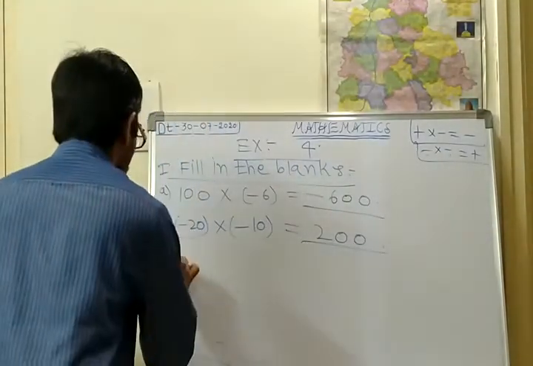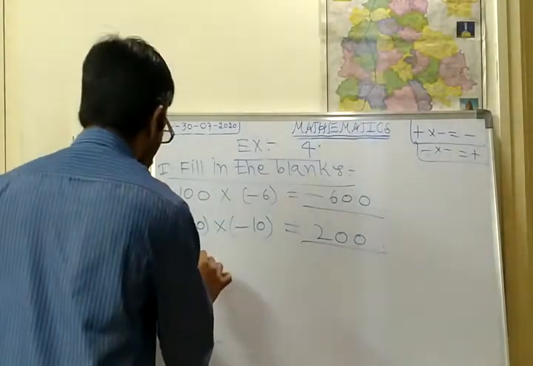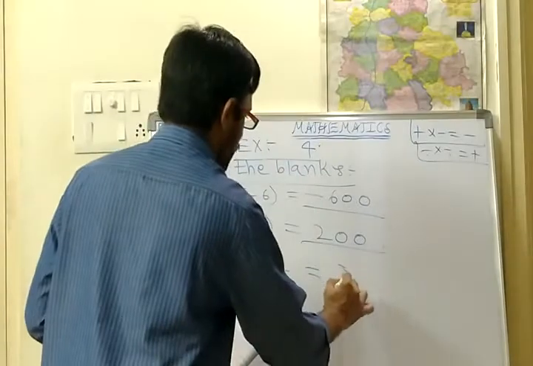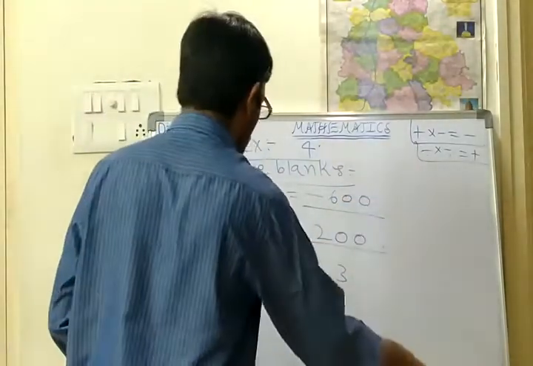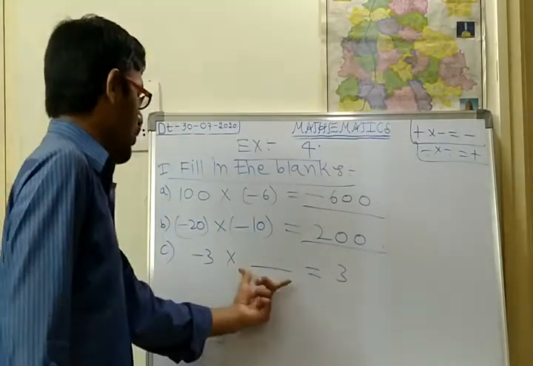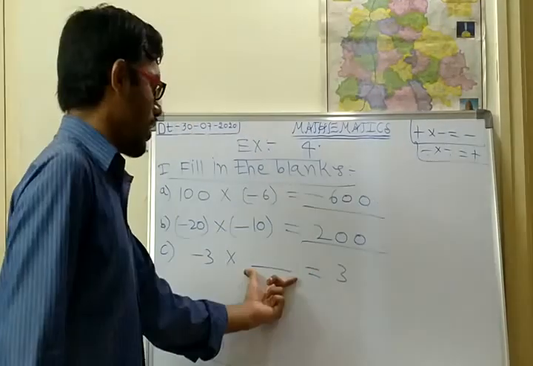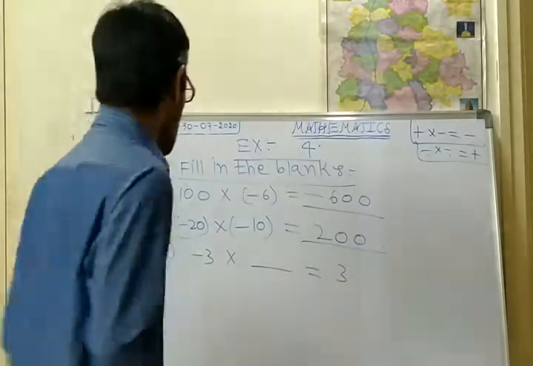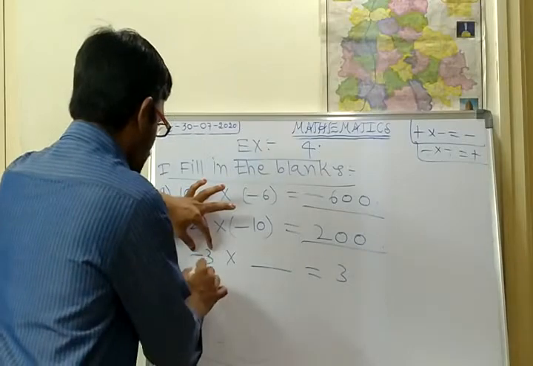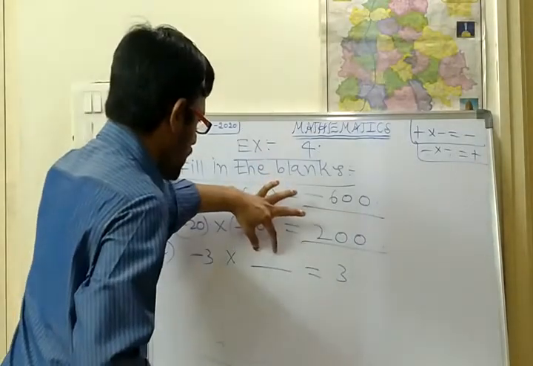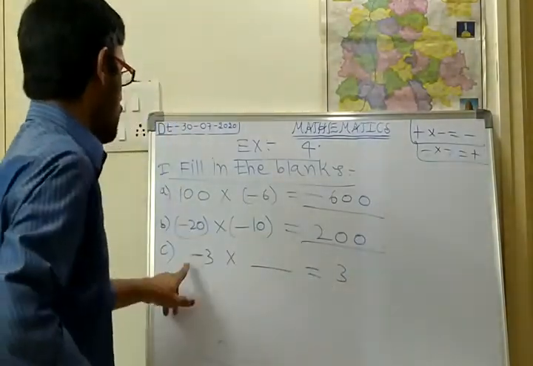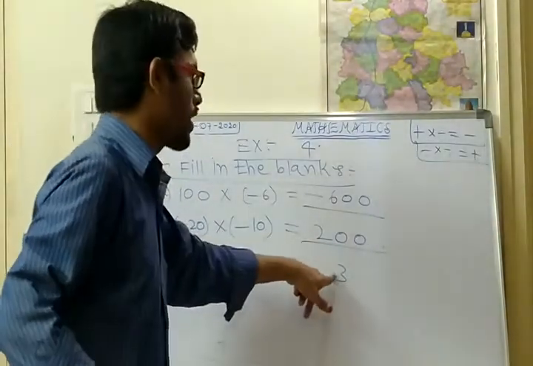Next, one more important one. Minus 3 into dash is equal to 3. Here in this problem the result is given, so we have to identify what this blank is. So how can we identify? This is minus 3, so one is negative, and the result is positive.